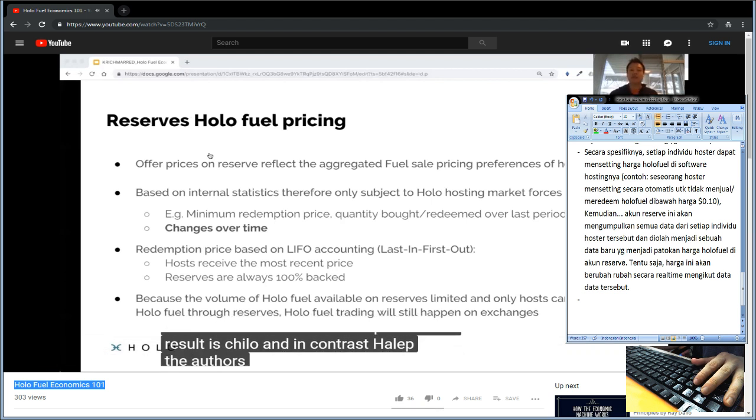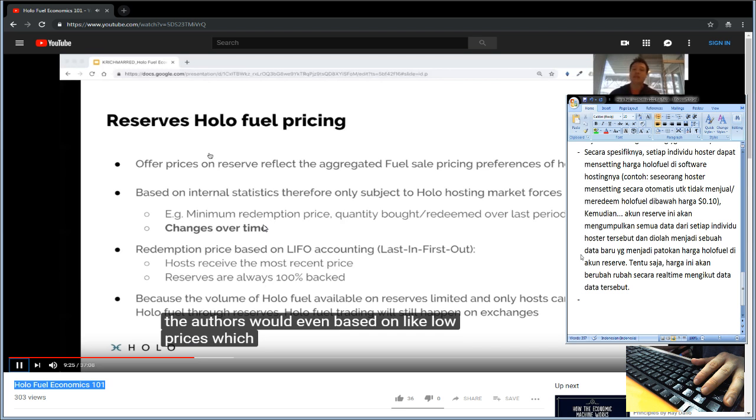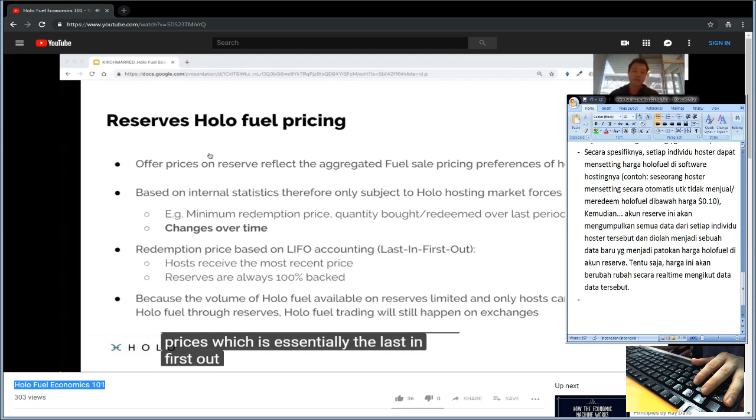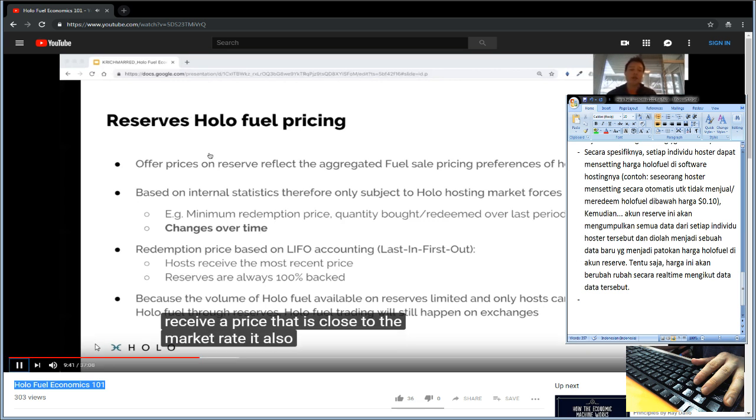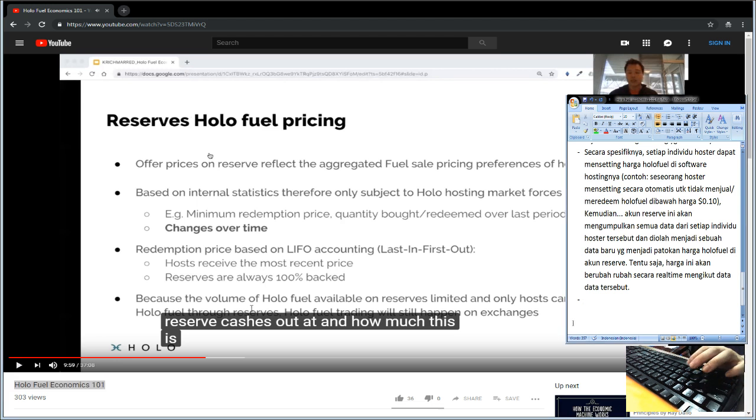In contrast, Holo Fuel is redeemed based on LIFO prices, which is essentially last in, first out, or the most recent price that it was bought at. And there's an example coming up. And this ensures that hosts receive a price that is close to the market rate. It also means that the fuel from a reserve is fully backed in that we will never have a debt between what the reserve cashes out at and how much is there.